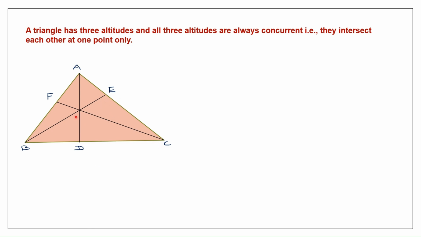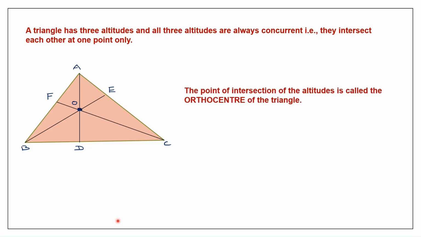Now they all intersect at one point only. So can you see they're all intersecting at one point? Let's call that point O. The point of intersection that is here, we'll call that point O. The point of intersection of the altitudes is called the orthocenter. Remember, this is called the orthocenter of the triangle. And in the figure, O is the orthocenter of triangle ABC. So I hope you know the difference between the altitudes and the medians.